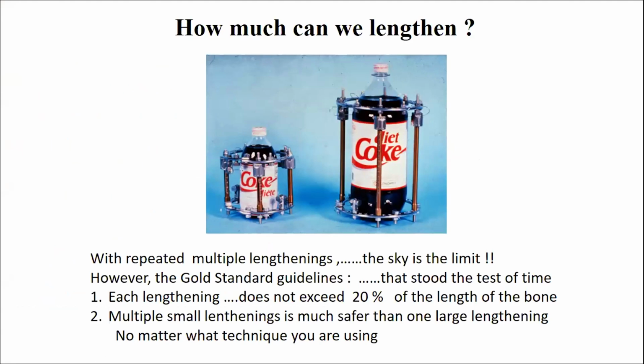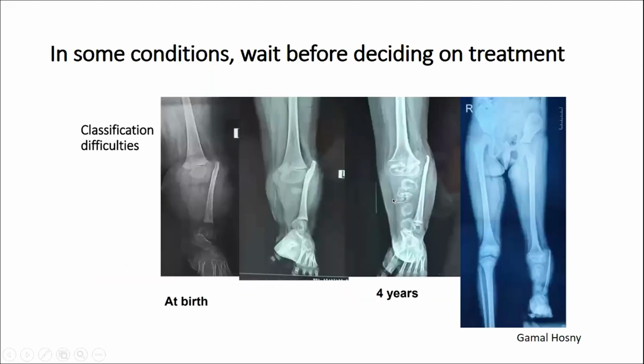Two more things have to be discussed because that's very common. The parents always want to know how much can be lengthened. The answer now is, with repeated multiple lengthenings, the sky is the limit. However, we should respect that for each single lengthening, 20% remains the magic number.